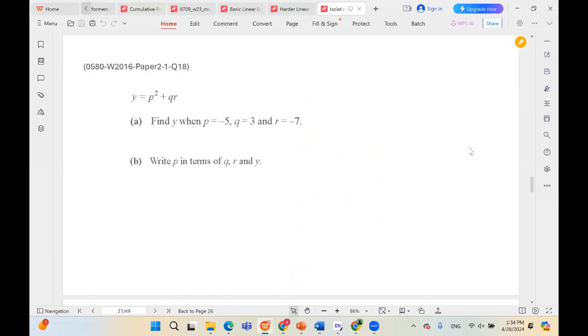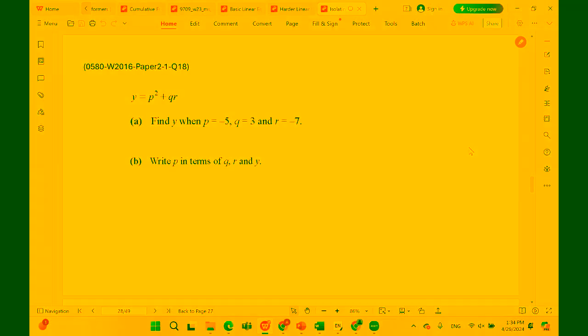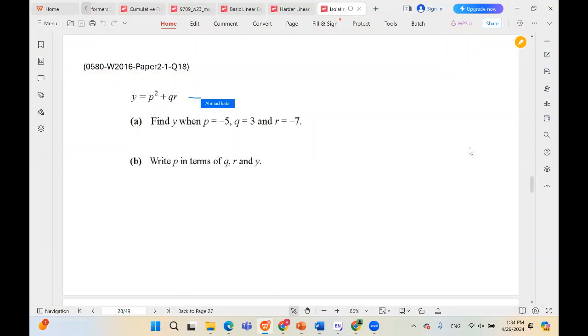So here we first want to do the substitution part. Let's just plug them in. So we have negative 5 squared plus 3 times negative 7. This is negative 21. This is positive 25. You add them up, you get 4. So 4 is the final answer here.